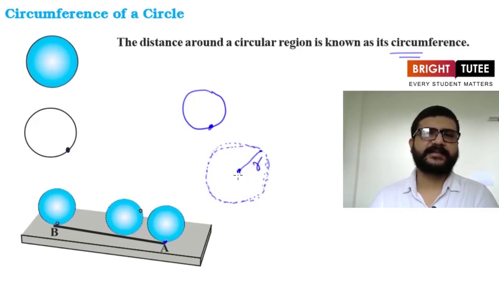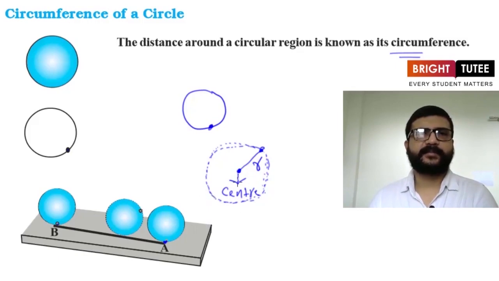And this fixed distance is known as the radius of the circle, and this fixed point is known as the center of the circle. So basically, a circle is the collection of all the points which are at the distance of r from the center of the circle. All those points will make a circle. So here the collection will be like this. So now we know what is the center and what is the radius of a circle.